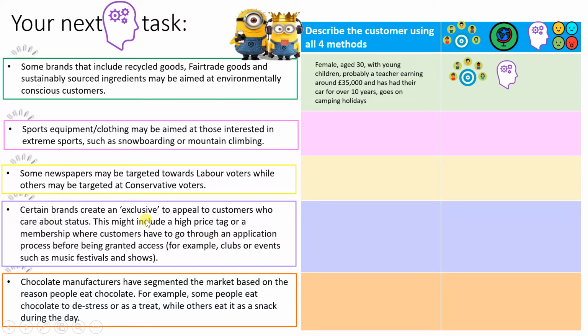Certain brands create an exclusive appeal to customers who care about their status. This might include a high price tag or a membership where customers have to go through an application process before being granted access, for example a club or an event such as a music festival or even a show. And the last one, in the orange box: chocolate manufacturers have segmented the market based on the reason people eat chocolate. For example, some people eat chocolate to de-stress, there's a clue there, how they feel, while others eat it as a snack during the day. So there's a bit of a clue on which method you might use for chocolate.